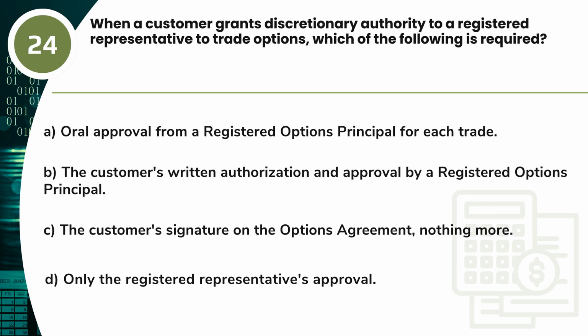When a customer grants discretionary authority to a registered representative to trade options, which of the following is required? A. Oral approval from a registered options principal for each trade. B. The customer's written authorization and approval by a registered options principal. C. The customer's signature on the options agreement, nothing more. D. Only the registered representative's approval.